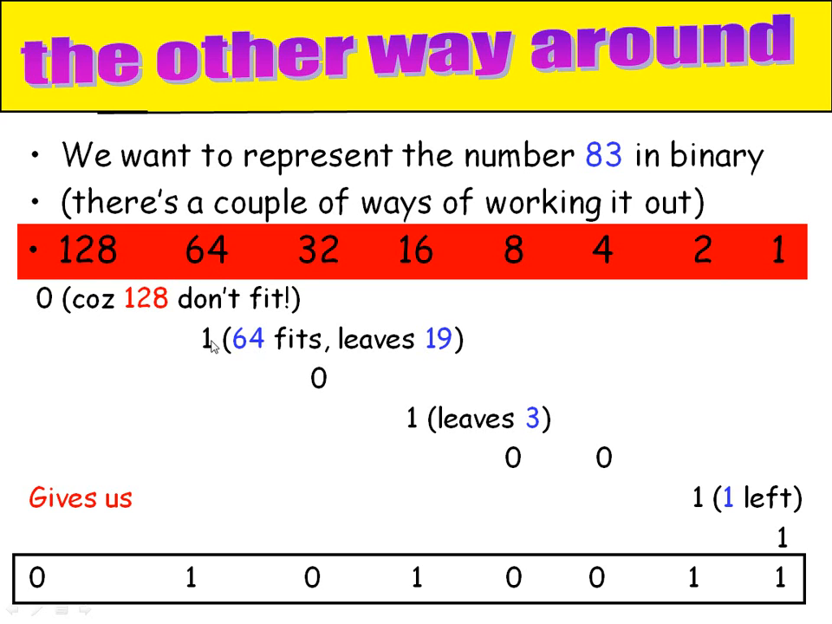You put a 1 into 64, because that will fit into the gap of 83, but it also means that you've filled a piece of your wall, so it leaves you with 19 left to fill. So we put a 0 at the 32, because that's too big. The 16 will fit in the gap that we have left, leaving us with a gap of 3. So the 8 would be too big, the 4 would be too big, the 2 would fit, so that would leave us with a gap of 1, so that means we need to have a 1 at the 1 position to add that in. And if you add this up, 64 plus 16 would be 80, plus 2 would be 82, plus 1 would be 83.